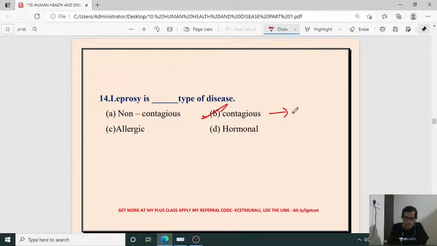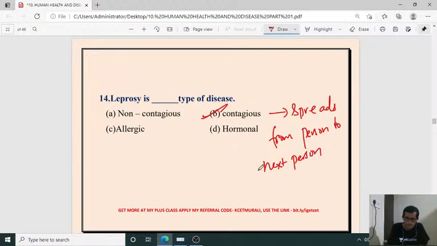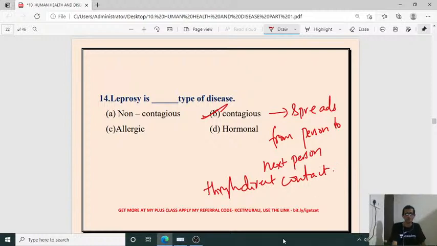So it spreads from person to next person through direct contact. That is contagious. So leprosy is a contagious type of disease.